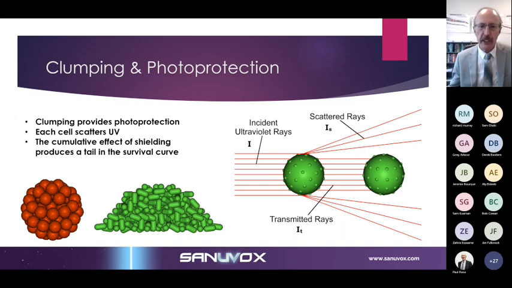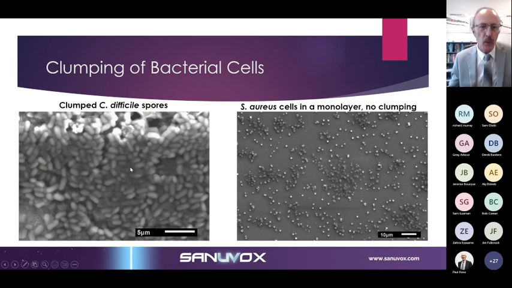Clumping can provide photoprotection to cells when they are stacked or when they are in clumps. If you have one cell downstream of another cell, and this cell blocks UV or scatters UV rays, the second cell will see reduced UV irradiance. If there is a third cell, the process will continue. And if you have 10 cells in a row blocking each other, that 10th cell will have a great deal of photoprotection. Clumping occurs when we put samples on slides or on Petri dishes and allow the sample to evaporate.